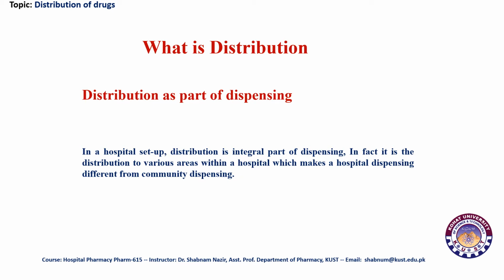And why this step is involved in a hospital setup? The basic reason is that from the central pharmacy or from various satellite pharmacies, or whatever distribution mechanism is being adopted by that hospital, the drugs are distributed to various areas, including inpatient, outpatient, or many other areas where it could be required. So distribution becomes a very important and integral part of dispensing being carried out at a hospital.